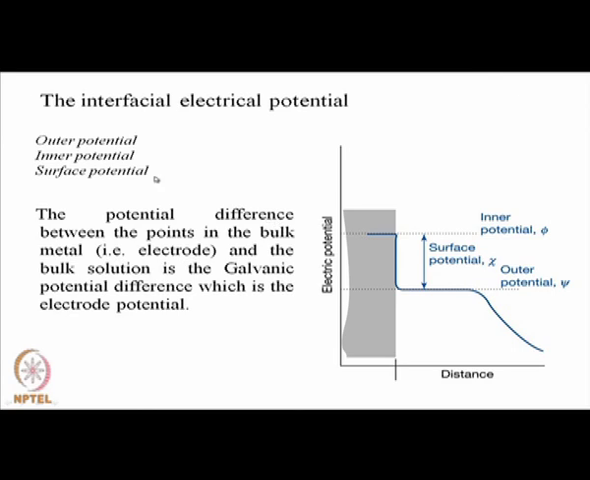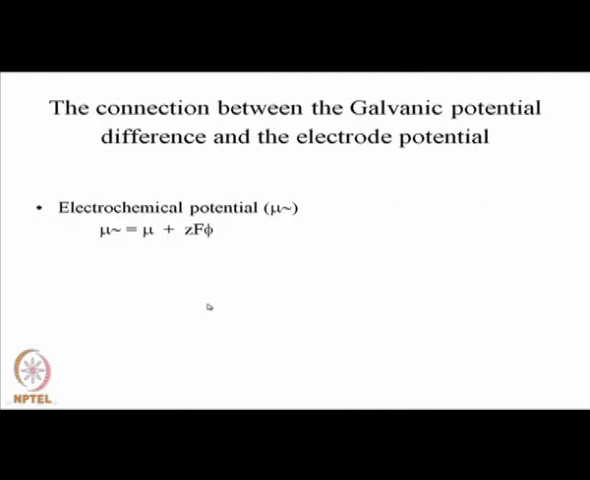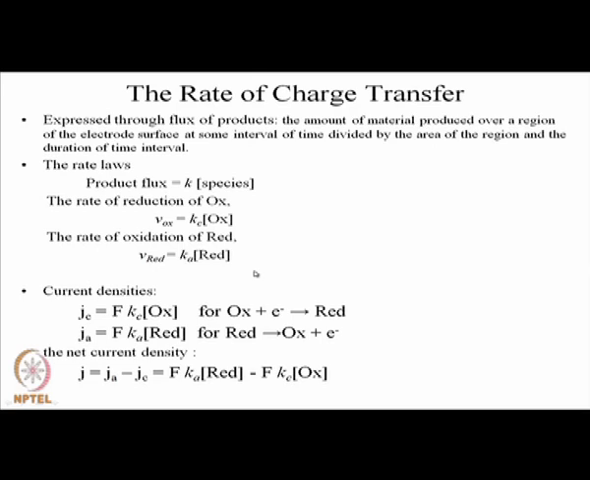Then we talked about interfacial electrical potential. This is your electrode, this is your inner potential, this is your outer potential, and this is the surface potential, which is nothing but the difference between these two. We also talked about the relation between chemical potential and electrochemical potential, where the zFφ term is the contribution from the electrical portion.